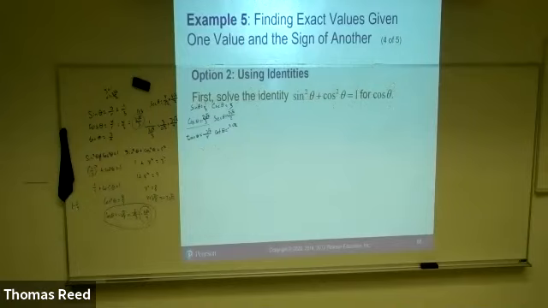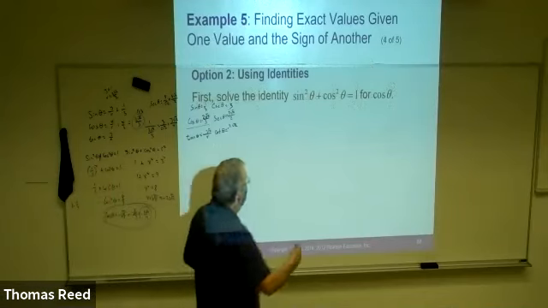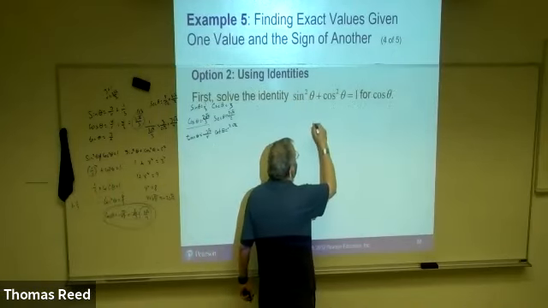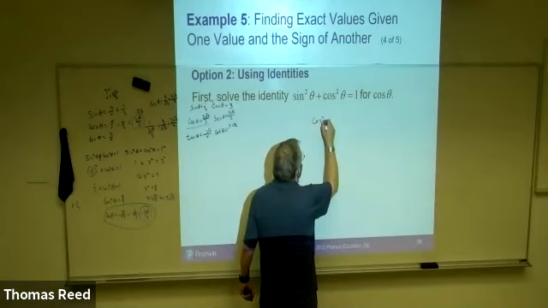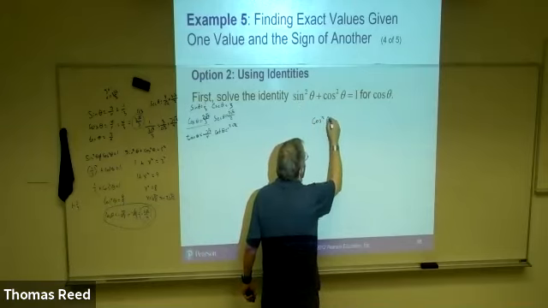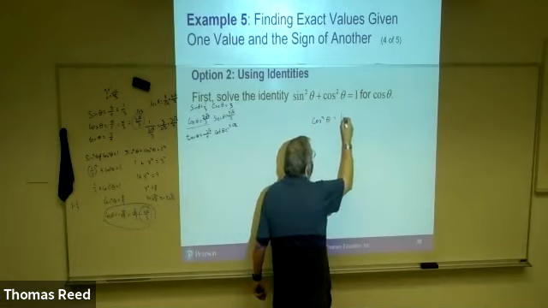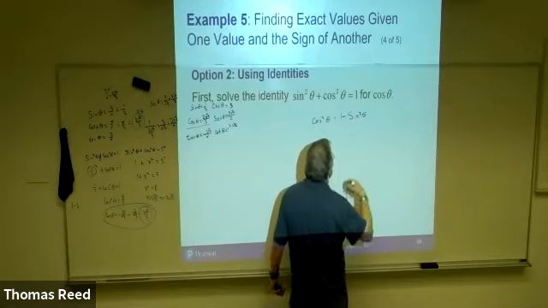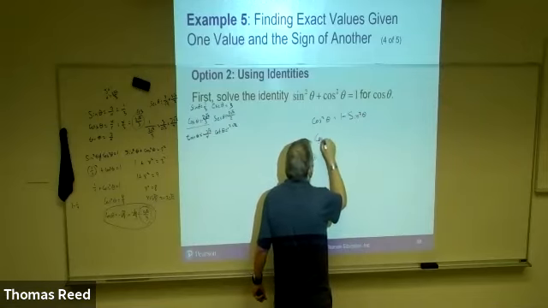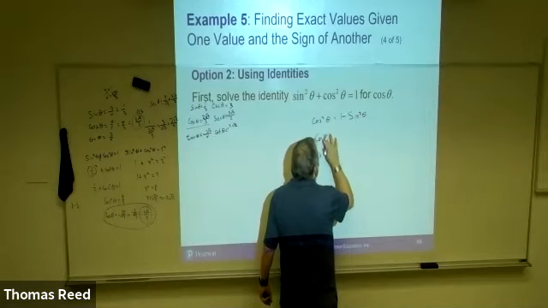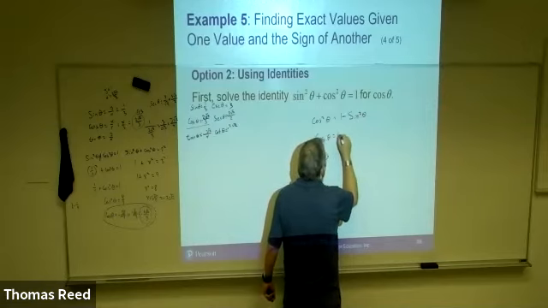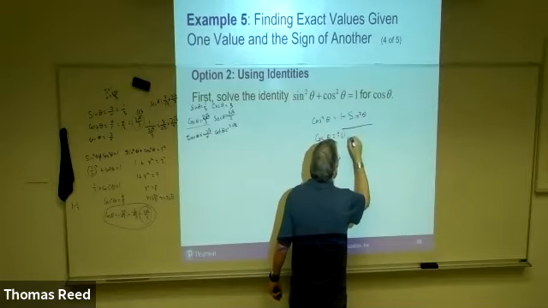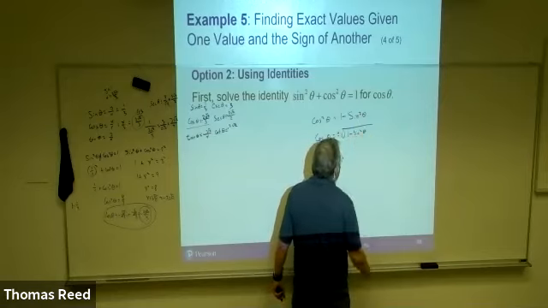Solve for cosine. Solving for cosine means we need to subtract sine squared from both sides. So we get cosine squared theta equals 1 minus sine squared theta. And now we take the square root of both sides. So cosine theta will equal plus or minus the square root of 1 minus sine squared theta. Boom.